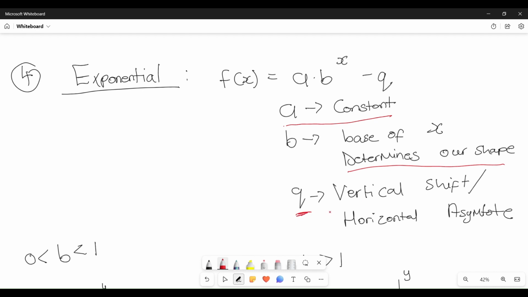So now q will be our vertical shift, just like other functions such as the parabola and also the hyperbola. Q will be what? Will be our vertical shift, or the horizontal asymptote. Now for an exponential function, we don't have the vertical asymptote. We only have the horizontal asymptote, which is q in this case. So now q will be our vertical shift or horizontal asymptote.